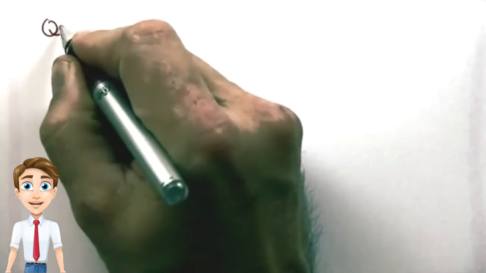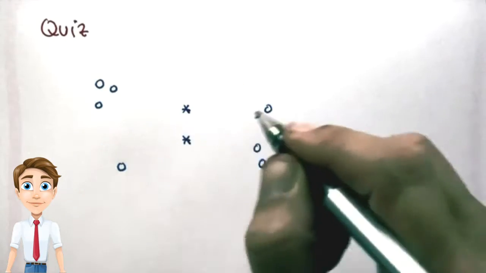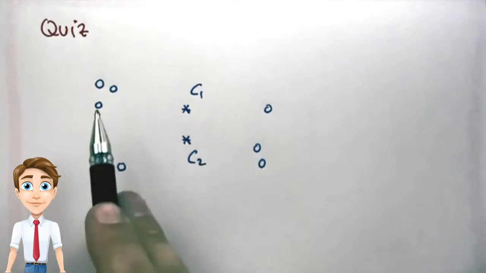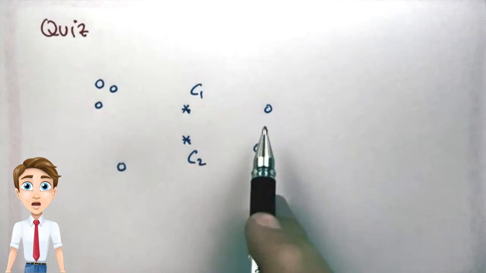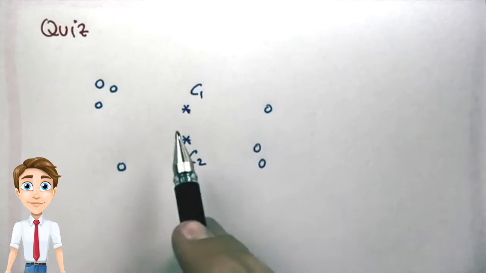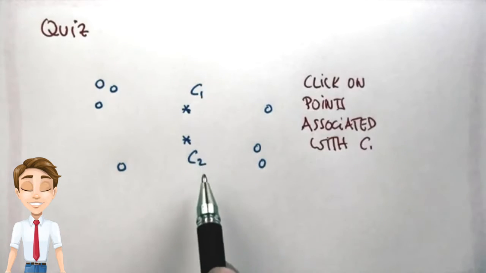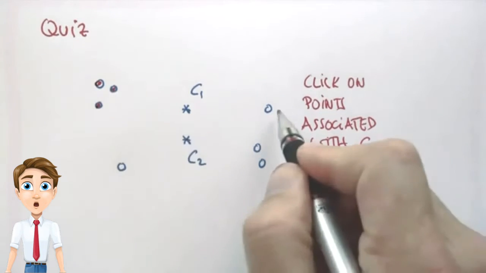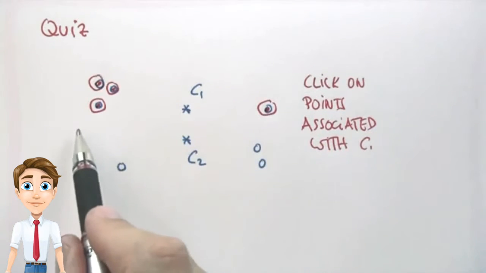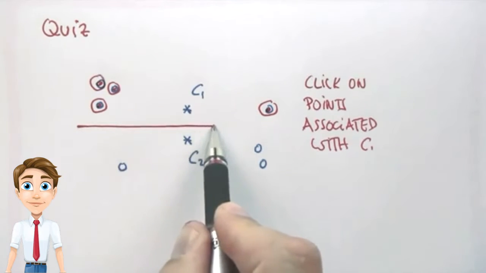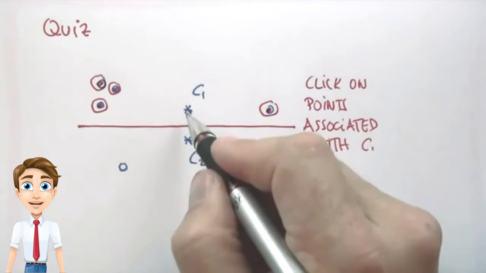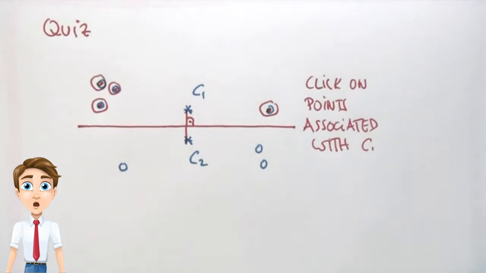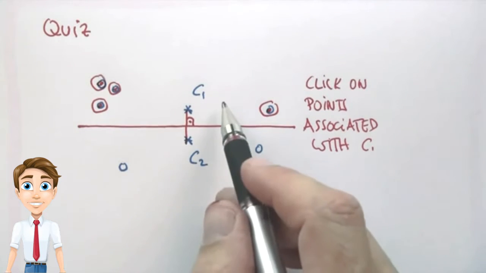So here's a first quiz for k-means. Given the following 2 cluster centers, C1 and C2, click on exactly those points that are associated with C1 and not with C2. And the answer are these 4 points over here. And the reason is, if you draw the line of equal distance between C1 and C2, the separation of these 2 cluster areas falls over here. C2 is down there, C1 is up here.